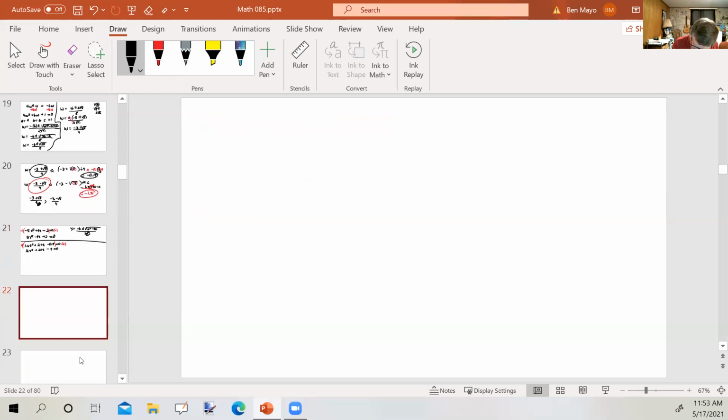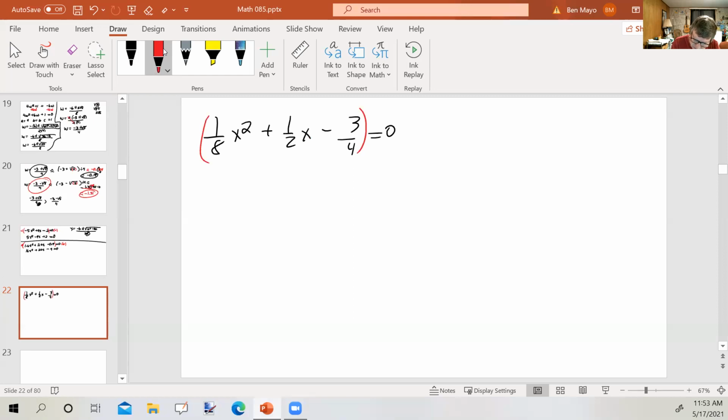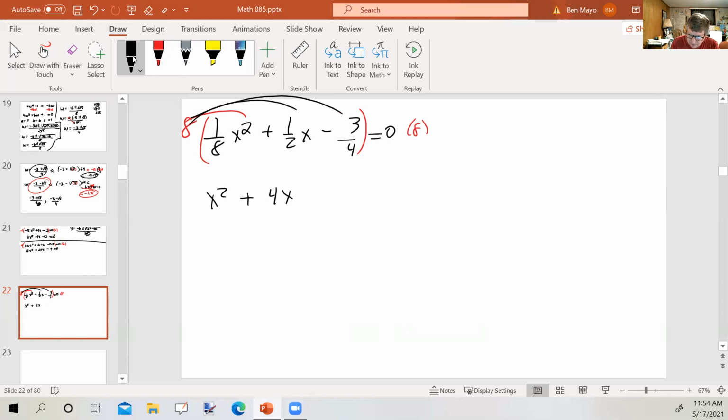Another example, you've got fractions: 1/8 x squared plus 1/2 x minus 3/4 equals 0. How do you clear fractions? You multiply both sides by the LCD, which in this case would be 8. 8 times 1/8 x squared is x squared. 8 times 1/2 x would be 4x. 8 times minus 3/4 would be minus 6 equals 0. So now a is 1, b is 4, and c is -6.